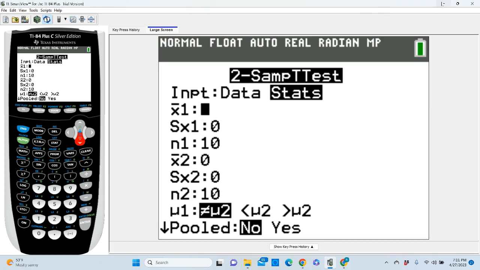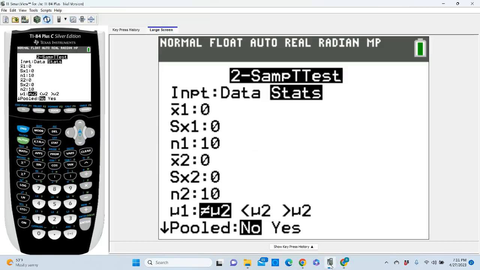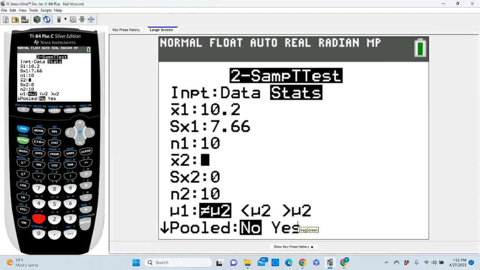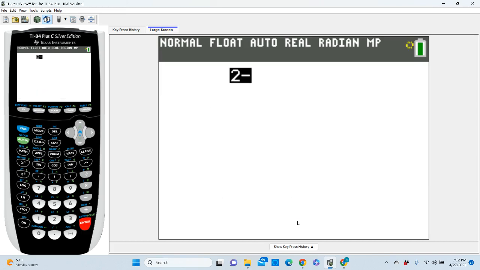So what was the mean and standard deviation from that first group, the people who didn't take the drug? It was 10.2 and 7.66. All right, so I'll put that in, 10.2 and 7.66. Now, how about the mean for the people who did take the drug and the standard deviation for them? It was 16.4 and 9.4. So 16.4 and 9.4. So I'm actually running the test ahead of time. We're going to get a test statistic and a p-value. We're not going to pool. All right, I'm going to hit calculate.